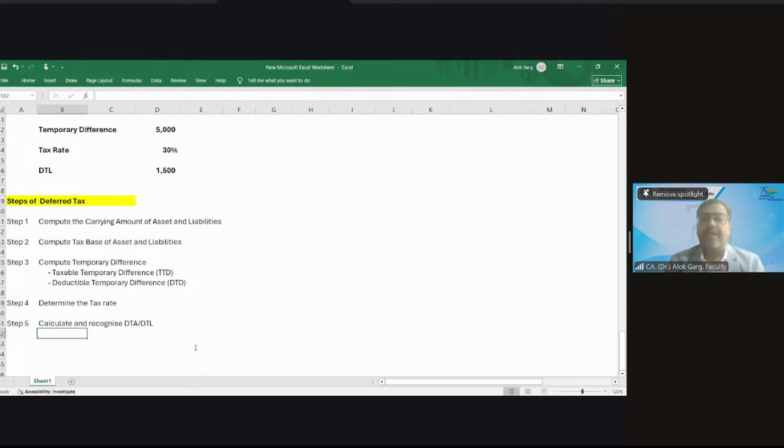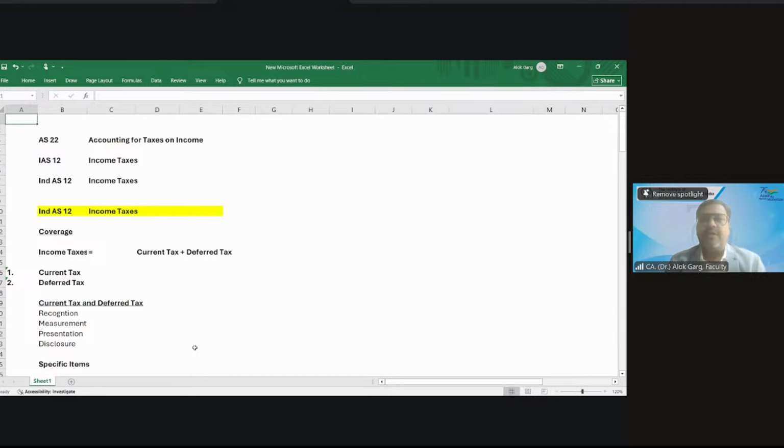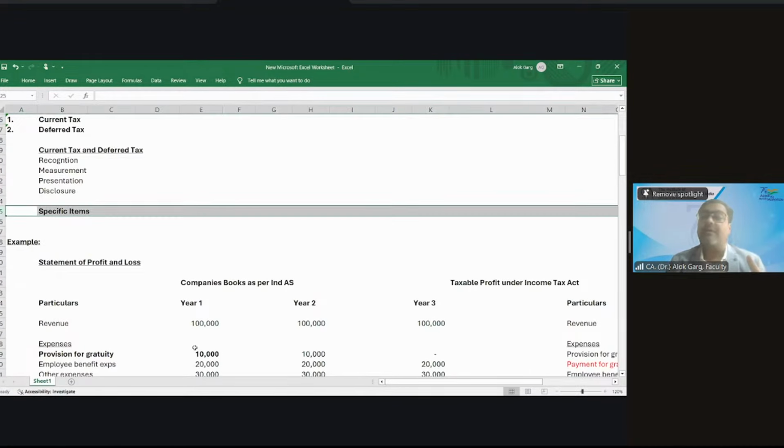DTA/DTL, right? I need to calculate and recognize my deferred tax asset and deferred tax liability. These are the 5 steps. Okay, friends, in addition to this, in specific item we will read exceptions. Also, if there is any exception where DTA/DTL is not going to be created, we will cover it in the specific item. You remember when I started this session, I told you that this is what I'm going to cover, right? Specific item I will cover in the next class.